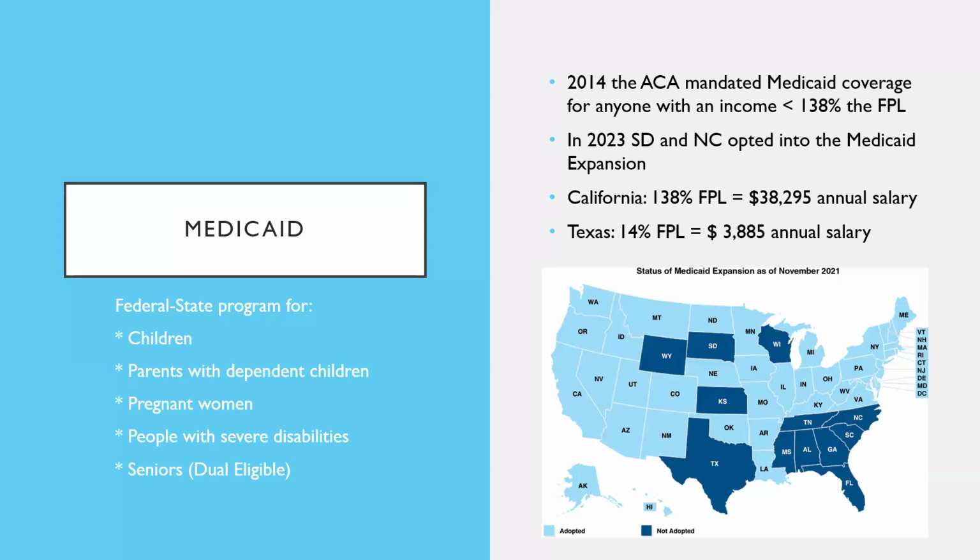But how this looks is in California, since they accepted the federal funding from the Medicaid expansion, they have to offer Medicaid services to anyone that makes less than $38,295 a year. Whereas in Texas, who opted out, they set it at 14% of the federal poverty level. So it's only available to non-disabled, non-elderly adults that are making less than $3,885 annually.